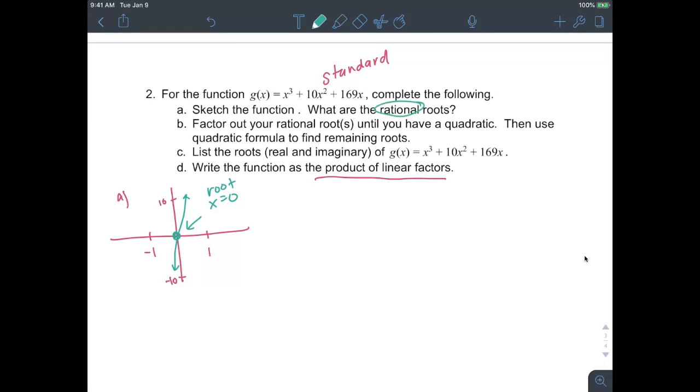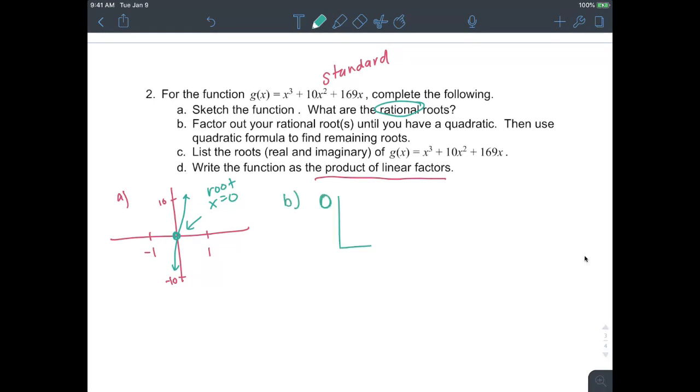So since this is a third degree polynomial, I can divide out this root and I'll end up with a quadratic. And we're super good at dealing with quadratics. So that's to our advantage. So let's go ahead and do that. I'm going to divide out for b. I'm going to use synthetic division.